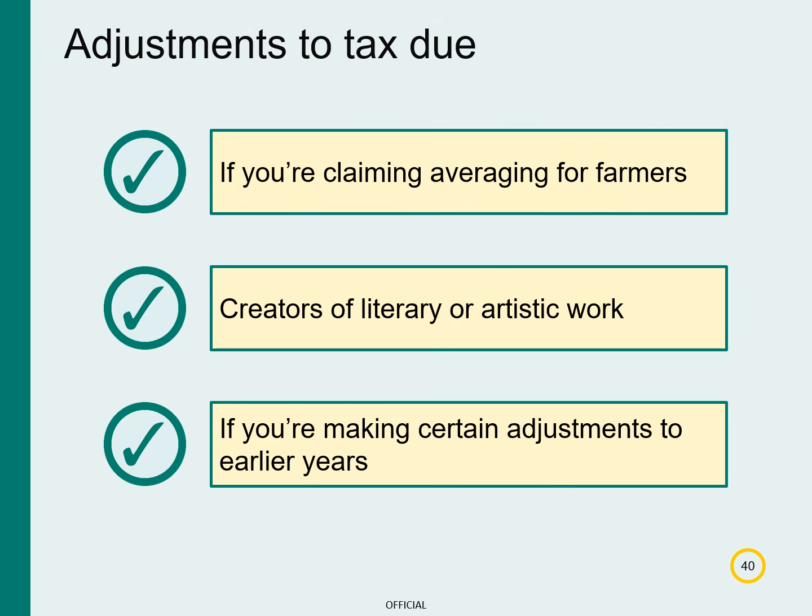People that may need to make entries are those claiming averaging for farmers, creators of literary or artistic work, or if you're making certain adjustments to earlier years. These can be complex areas. The Help About guidance has more information for each question, but if you need help, you may need to contact us or your tax advisor.